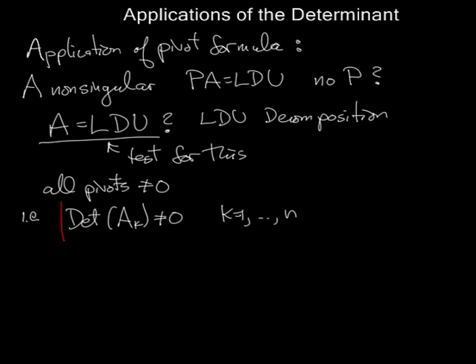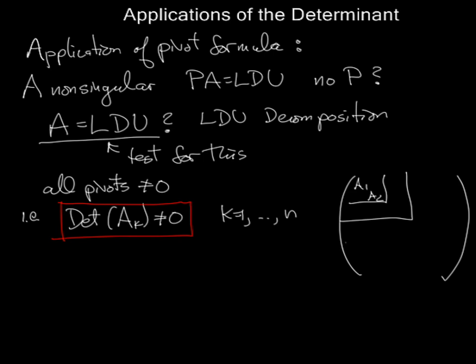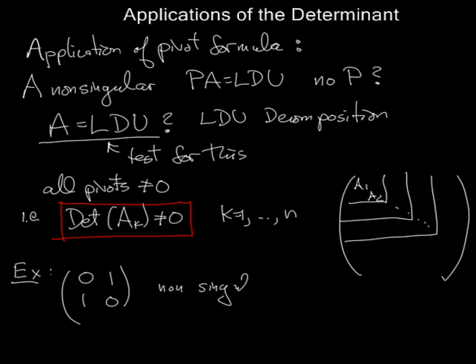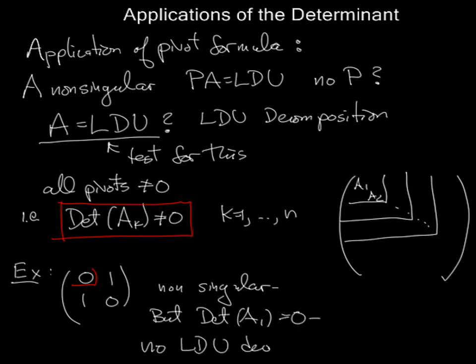So the fact is that a matrix has an LDU decomposition if and only if the determinants of these upper left-hand corner matrices are all non-zero, every single one of them. So here's an example, or a non-example. This matrix is non-singular, its determinant is non-zero, but the determinant of the upper left-hand corner, this little entry here, is 0. And this matrix obviously does not have an LDU decomposition. So that gives you a way to determine whether a matrix has an LDU decomposition without actually carrying out Gaussian elimination.